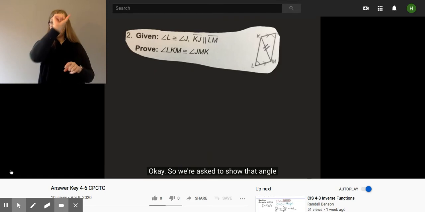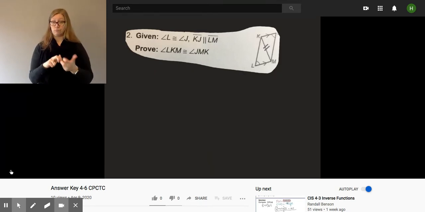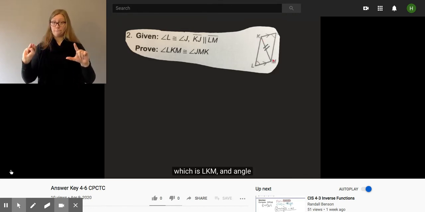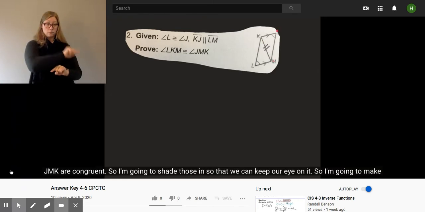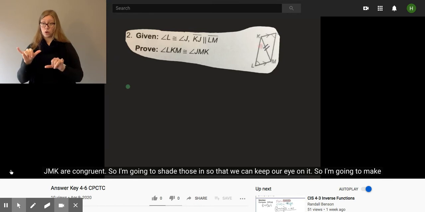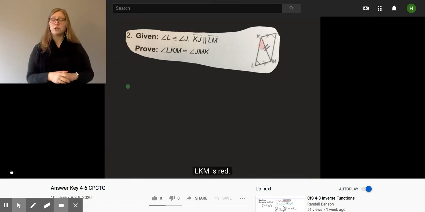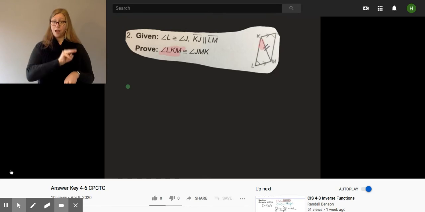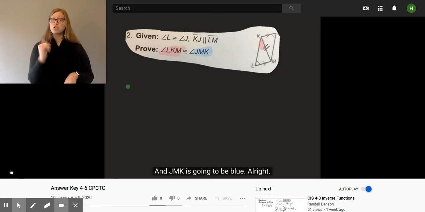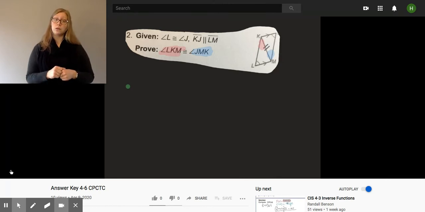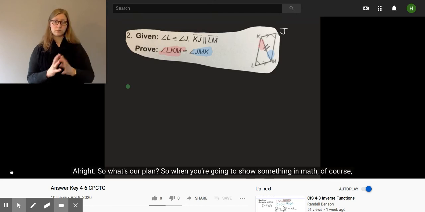Okay, so we're asked to show that angle LKM and angle JMK are congruent. I'm going to shade those in so that we can keep our eye on them. I'm going to make LKM red, and JMK is going to be blue. And this is angle J. All right, so what's our plan?